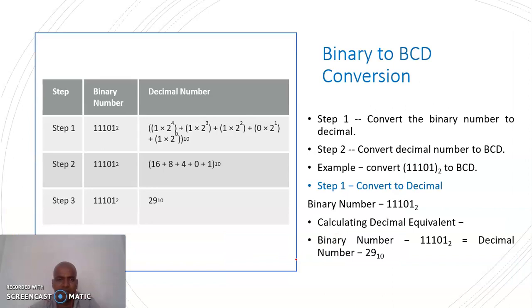The first one is binary to BCD conversion. In this, there are three steps. Here binary is the input and BCD is the output. Step number 1: convert the binary number into a decimal number. And step number 2: convert this decimal number into a BCD number.